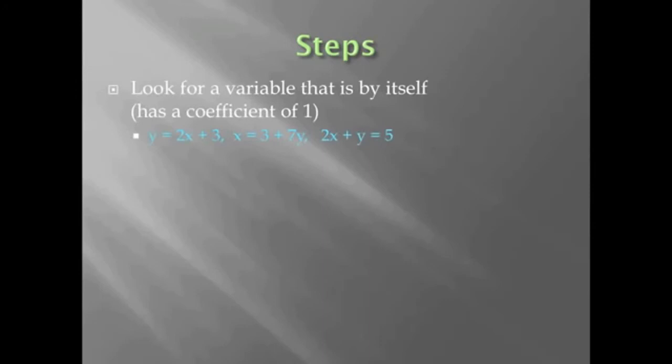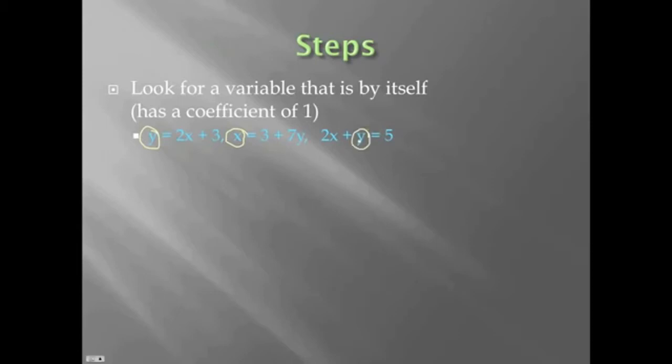We start off, we look for a variable that's by itself, or something that has a coefficient of 1. Look at the three examples I give you. The first one we have y equals 2x plus 3. The y is by itself. The second one I have x equals 3 plus 7y. And again, the x is by itself. And the third one, we don't have a variable that's technically by itself, but we do have one with a coefficient of 1. We have 2x plus y equals 5.